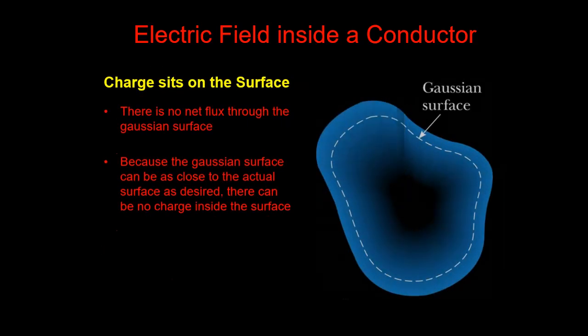So when we deal with the electric field inside a conductor, charge only sits on the outer surface. It does not sit on the inside of your conductor. So there's no net flux through this Gaussian surface, as the Gaussian surface is close to the actual surface you desire, and there's no charge inside of it. So here's our Gaussian surface, here a weird amoeba-shaped blob. We're not necessarily going to ever look at a shape like this, but our negative charge here is localized on the outside of it.